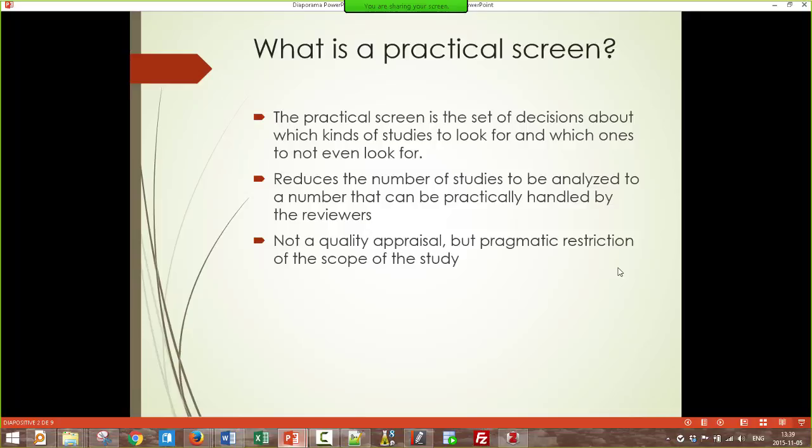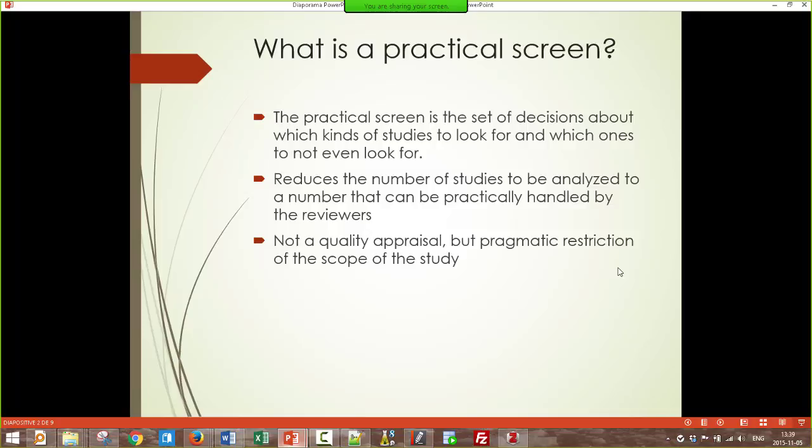One important thing to note is that a practical screen is not a quality appraisal. In fact, quality appraisal is a later step that we will talk about. We have an entire week devoted to that. Quality appraisal is when you have your set of articles and you judge their quality, which ones are high quality, which ones are low quality, so that you have more confidence in the high quality ones and lower confidence in the results from the lower quality articles. A practical screen is not a quality appraisal.